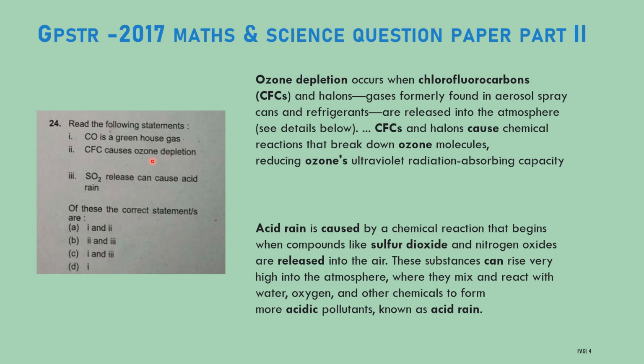Here, see the second and third statements: CFC causes ozone depletion, that is correct. The next one, sulfur dioxide release can cause acid rain. Both the statements are correct. Then the first one, carbon monoxide is a greenhouse gas. Carbon monoxide is not a greenhouse gas. This is the wrong statement. Then according to this question, the correct answer is this option.